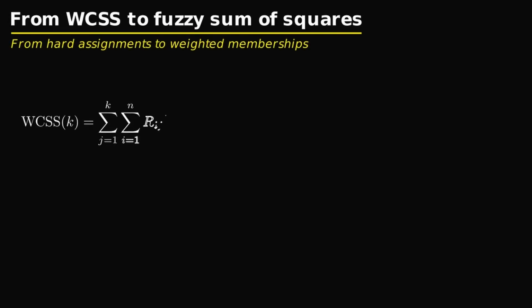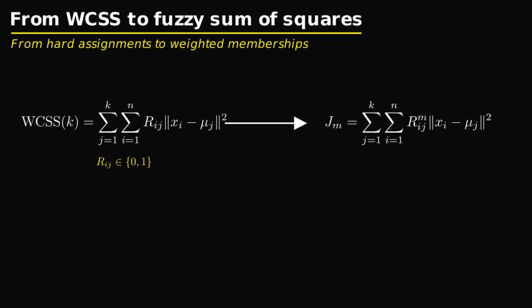Let us revisit the k-means sum of squares. In k-means, each point is assigned to exactly 1 cluster. In fuzzy clustering, assignments are no longer binary. They become the membership coefficients we displayed in the table. These coefficients are then raised to the power m. Since all values lie between 0 and 1, small coefficients become even smaller. As a result, weak memberships contribute less to the fuzzy sum of squares.